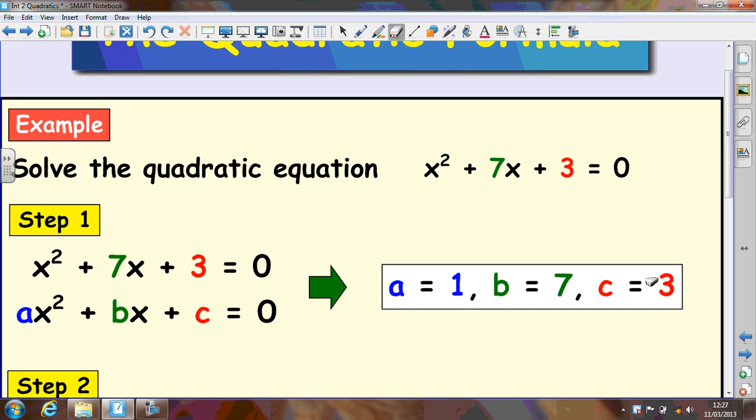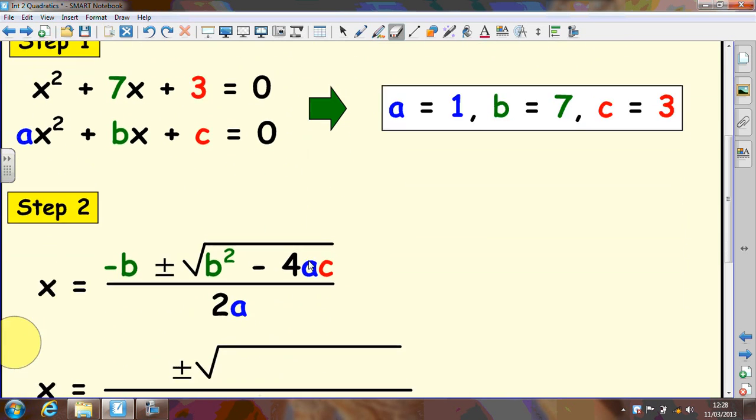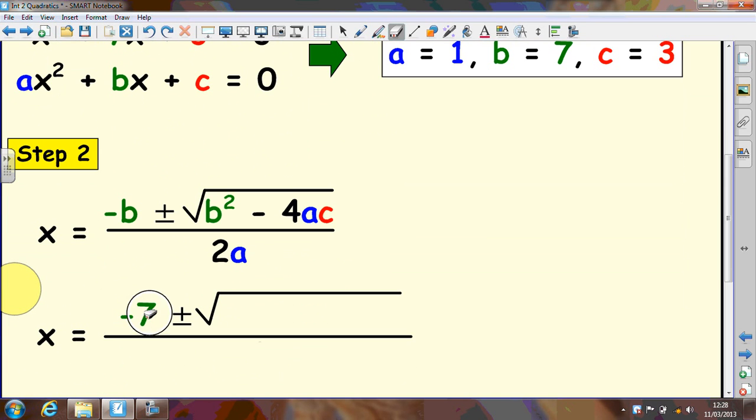If we can substitute these numbers into the quadratic formula and do calculations with them accurately, then we can work out the roots of the equation. So here's step 2. You copy the equation from the formula sheet, make sure you copy it correctly, that's the first important thing. And then let's substitute the numbers in. So b is 7, so that negative b at the front becomes negative 7. It's important to make that a negative 7 there, and it's something people often get wrong.